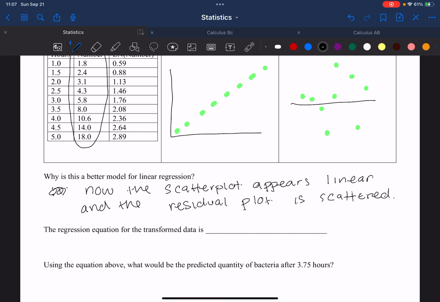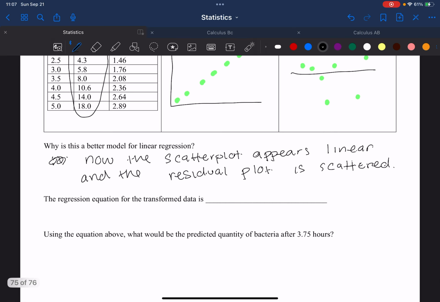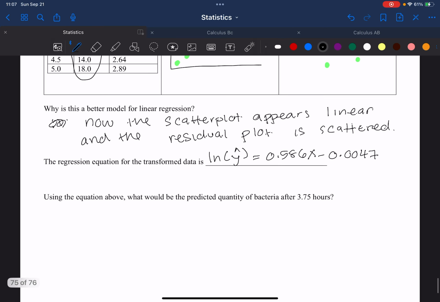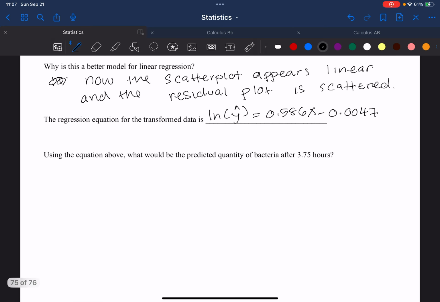Okay. The regression equation was transformed by taking the natural log of y. So this is the natural log of y hat is equal to 0.586x minus 0.0047. And again, we found this by, if you go back and look up at your residual equation, this was written on Desmos. So it says, use the equation above to make a prediction of what the quantity of bacteria would be after 3.75 hours.